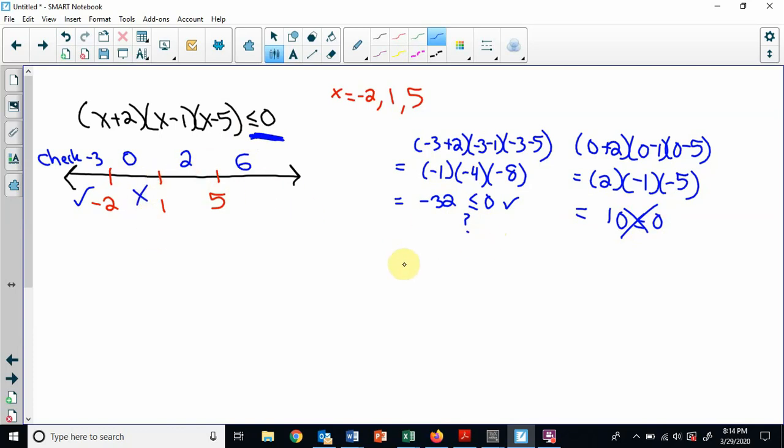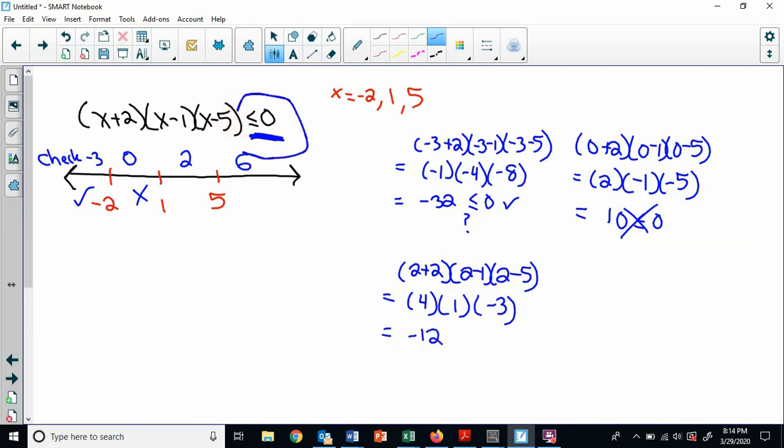I have 2 more regions to check. 2 plus 2, 2 minus 1, 2 minus 5. Going a little bit faster here. 4, 1, negative 3. Did I do that right? Let me make sure I'm doing the right numbers here. 4 times 1 is 4, times 3 is 12, and it's negative 12. What are we checking? Look up here. This is what you're checking, what's in the original. Are we less than or equal to 0? Is a negative number less than 0? Yes. So that's a good region.